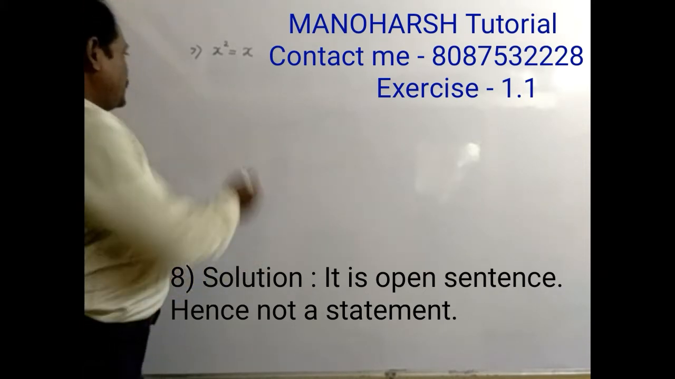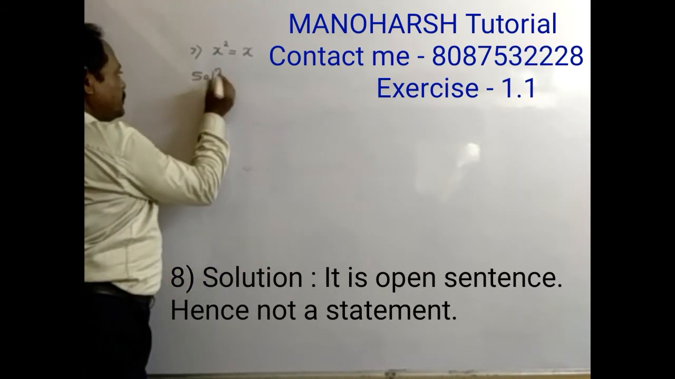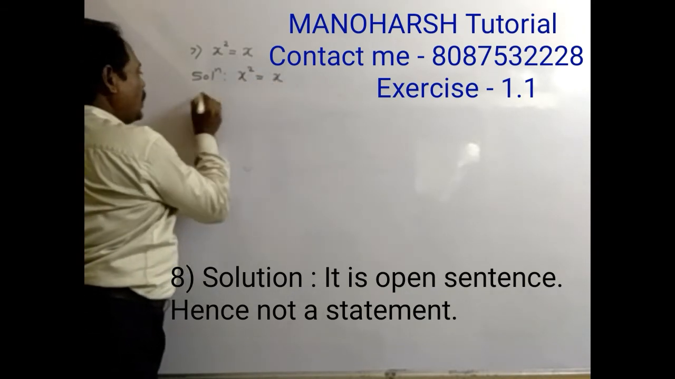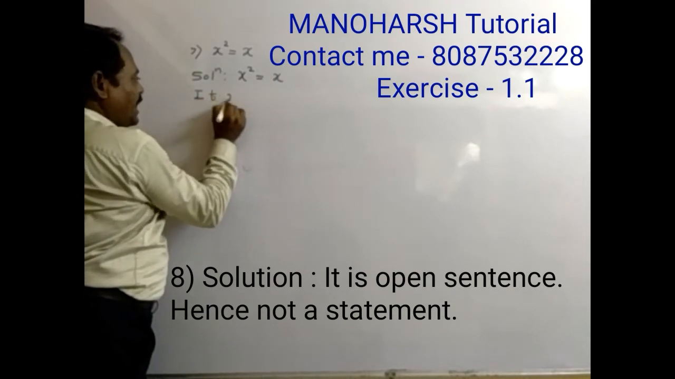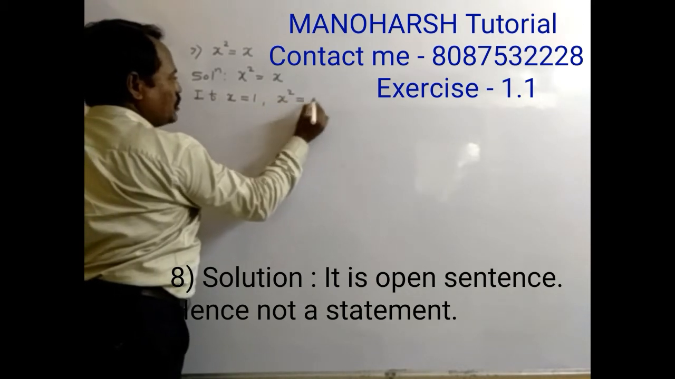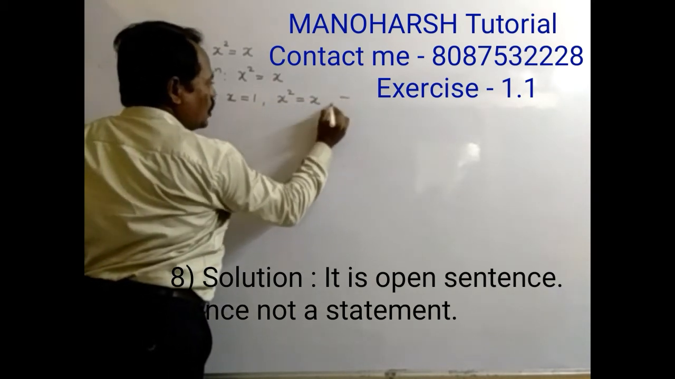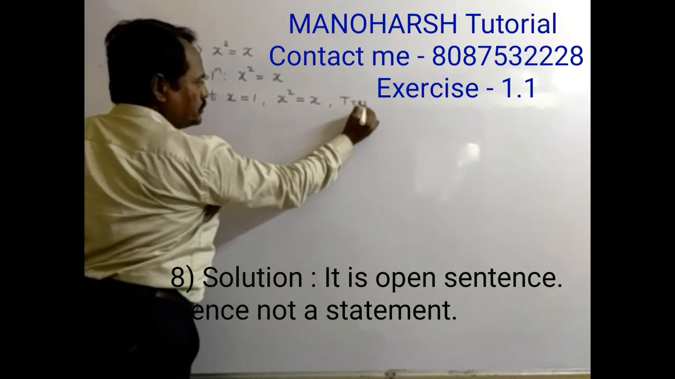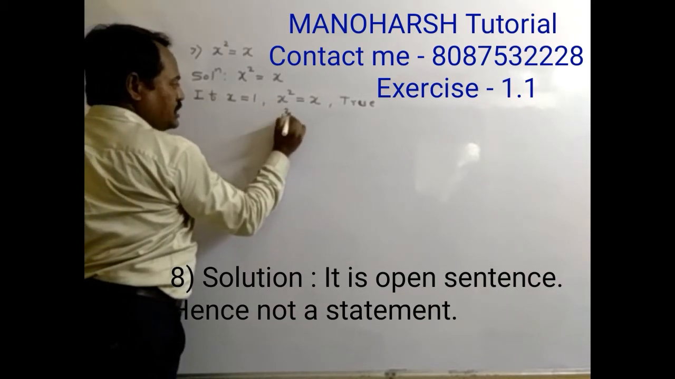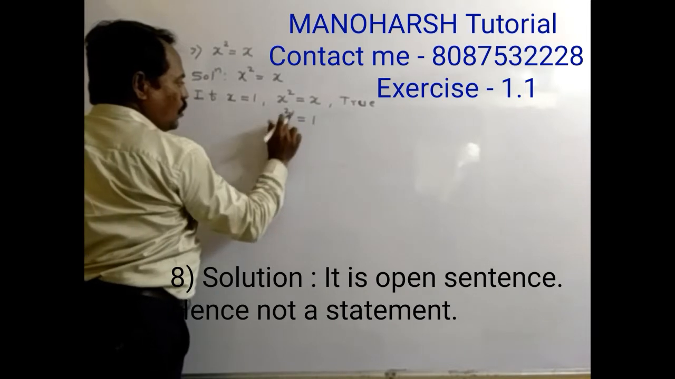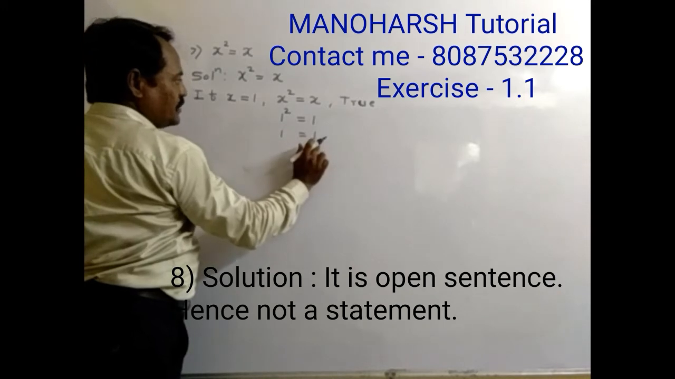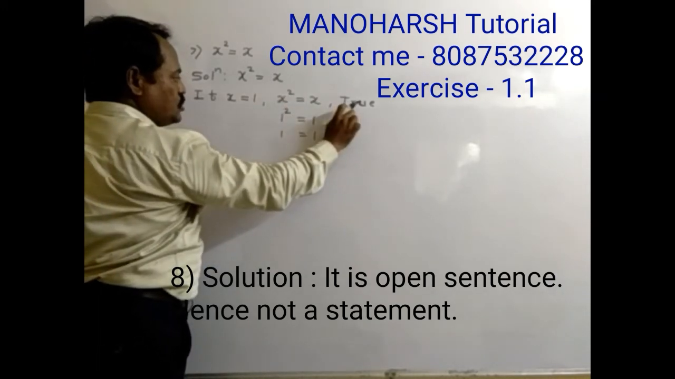Example number 7. x square is equal to x. Now justification or solution: x square is equal to x. Here if x is equal to 1 then x square is equal to x is true. How? If you put x is equal to 1, 1 square is equal to x is equal to 1. 1 square is 1 is equal to 1. So both are the same. So x square is equal to x is true.